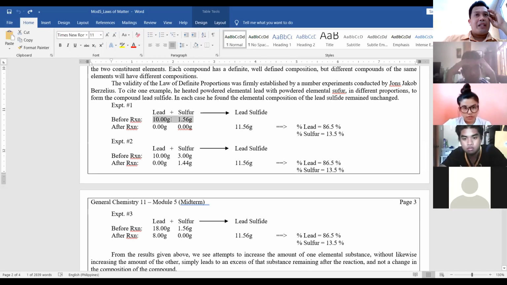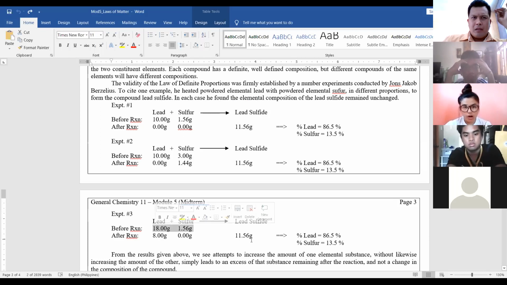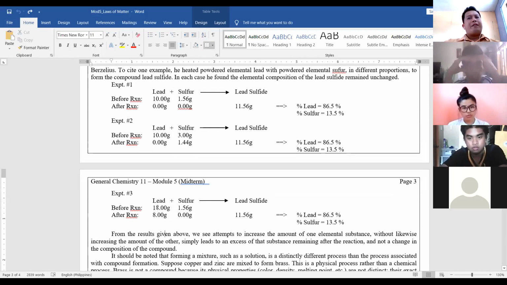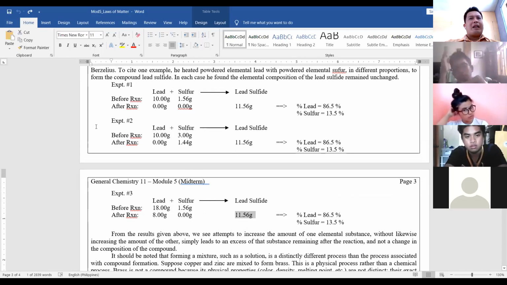10 plus 1 is 11, 10 plus 3 is 11, 1 plus 18 is 11? Yeah, because there is an excess reactant of 8 grams from lead. So instead of 18 grams in the final product, there's an excess reactant of 8 grams and still generating the mass at 11.56 grams from the first three experiments.